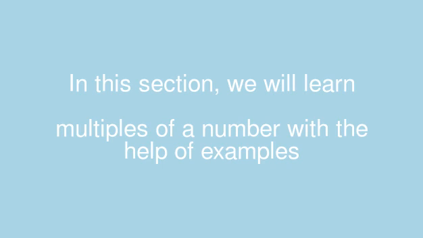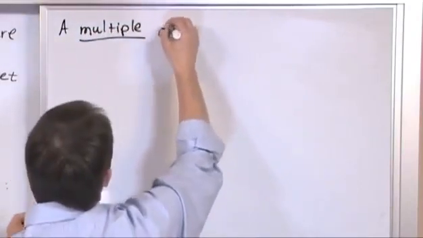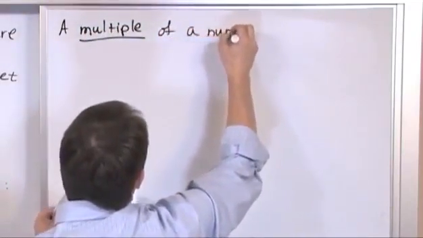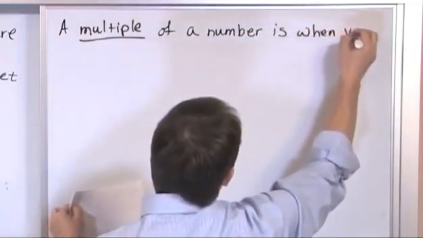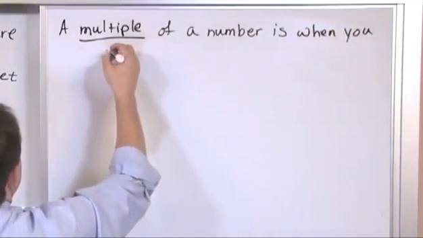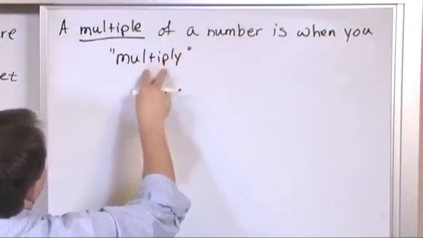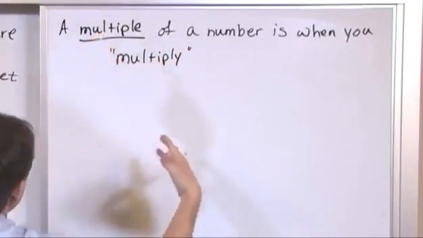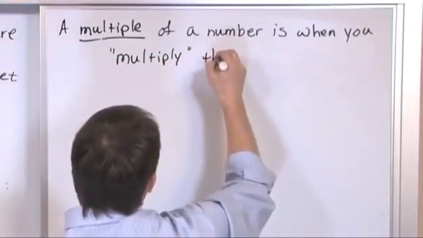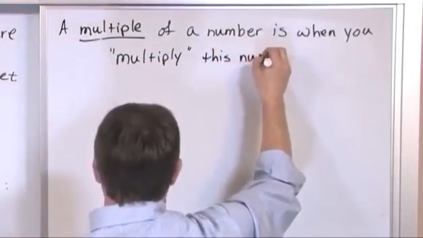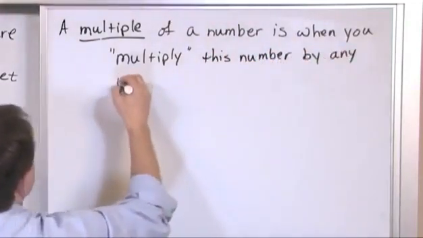Definition: a multiple. A multiple of a number is when you "multiply", and I'm putting multiply in quotes because it's called a multiple. The reason it's called a multiple is because you multiply. That's why it's named that. When you multiply this number by any whole number.